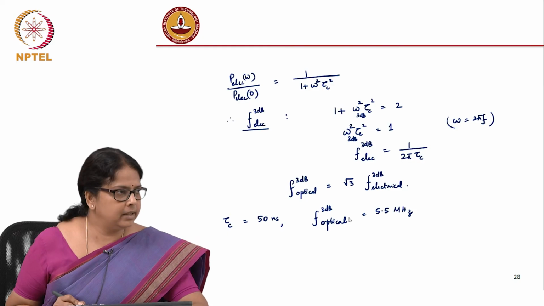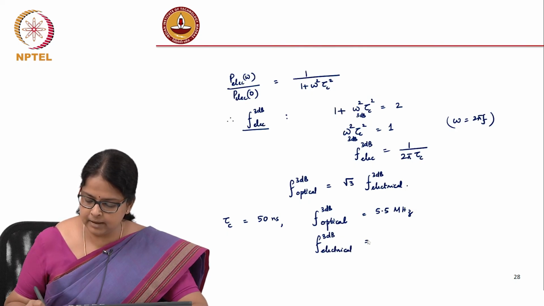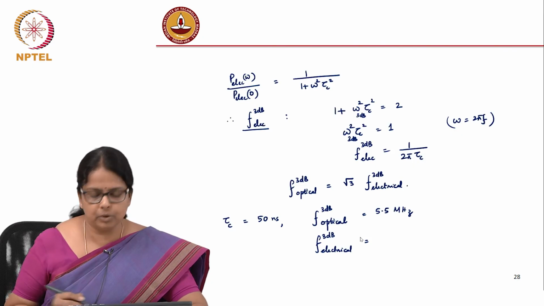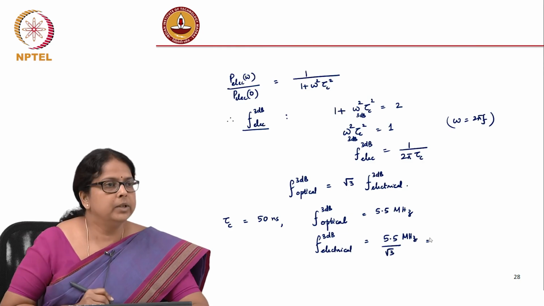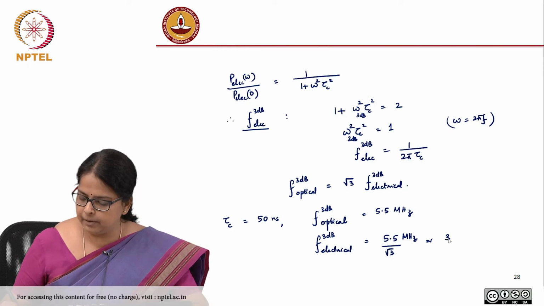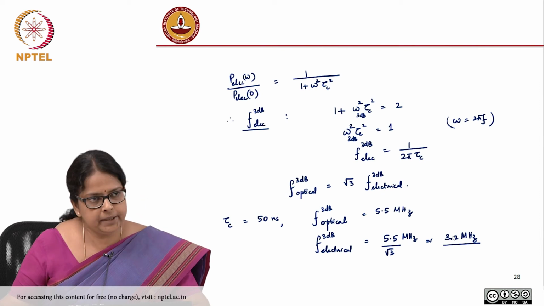So, this is slightly counterintuitive, that you don't need 5.5 megahertz. Your drive circuit needs to support only 5.5 megahertz divided by root 3, which is approximately 3.2 megahertz. You need to have a bandwidth of only 3.2 megahertz, all right.